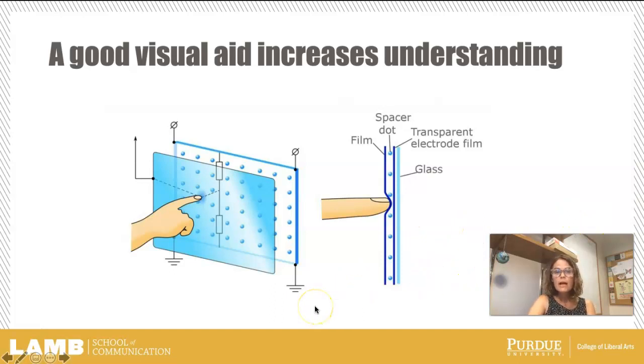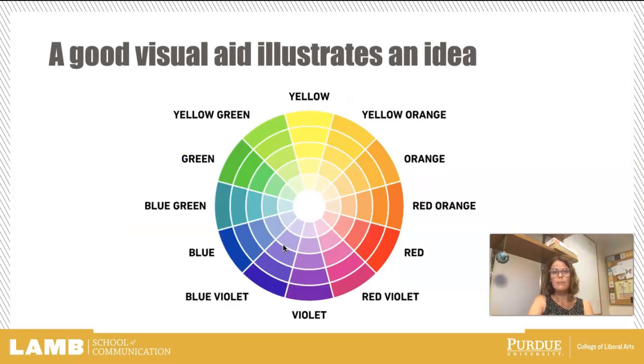So here's a very basic, simple diagram that I could use if I was talking about how touchscreen technology on something like a cell phone works, right? And so we see a film, dot, electrode, glass. Very, very basic, very simple. A few things are labeled, and I could use that to help my audience visualize and understand what's happening.